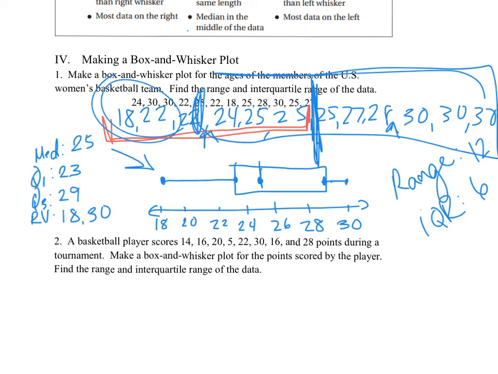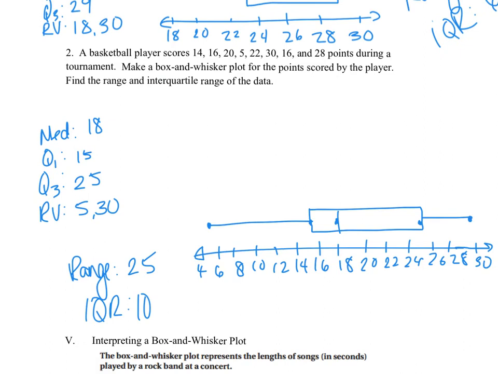Pause the video, and I want you to create the box and whisker plot for the basketball players' scores. Okay, so for this one, you can see that your median's 18, your first quartile is 15, the third quartile is 25, and your values are 5 and 30. You create it using that, and your range was 25, your IQR was 10. This one is not very skewed, but I would still call it skewed left. That left whisker is still being pulled quite a bit.